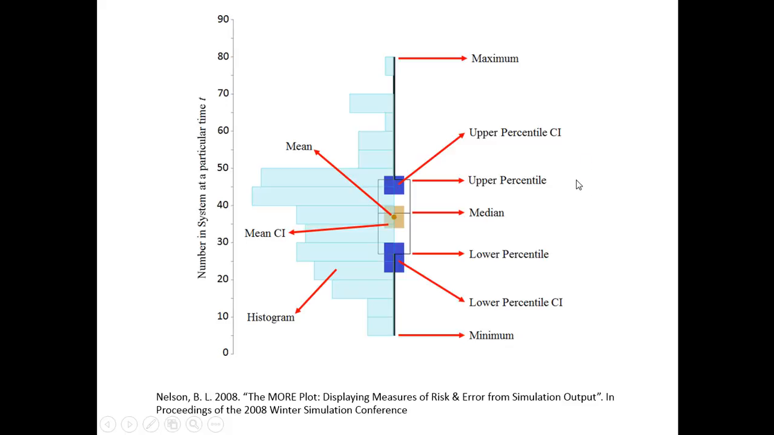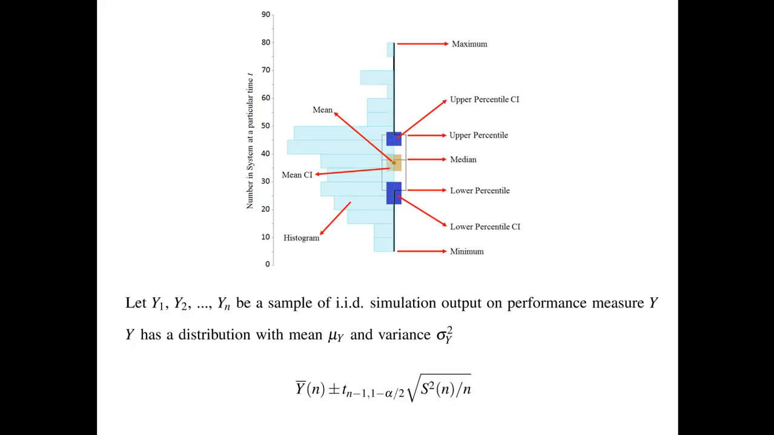Now, we refer to the confidence intervals as measures of error and the percentiles as measures of risk. So now what we're going to do is talk about what we mean by measures of error and risk and why percentiles are measures of risk and confidence intervals are considered as measures of error. So let's talk about confidence intervals first.